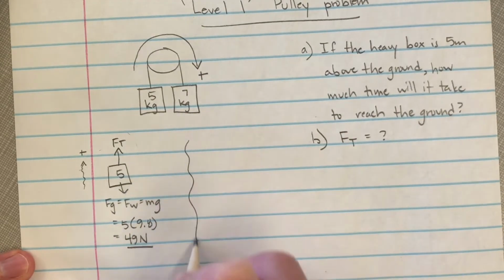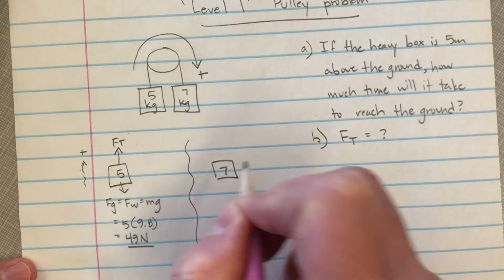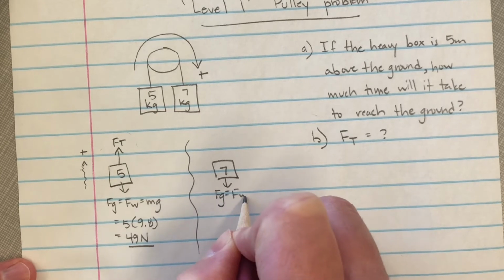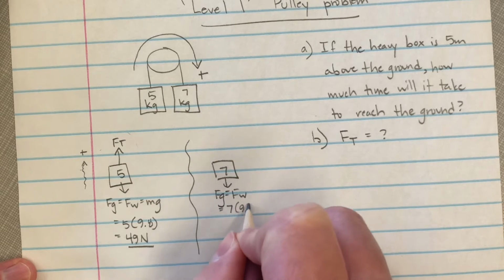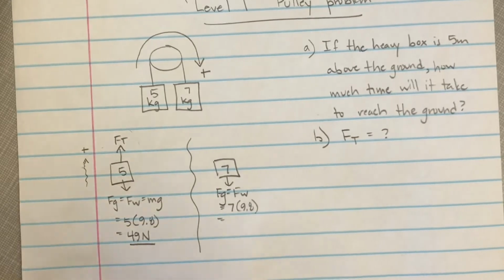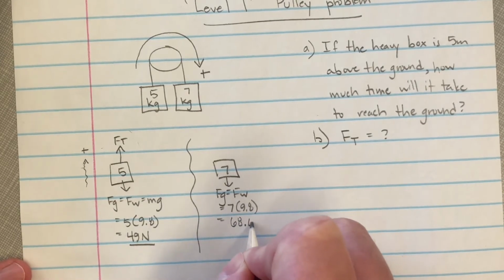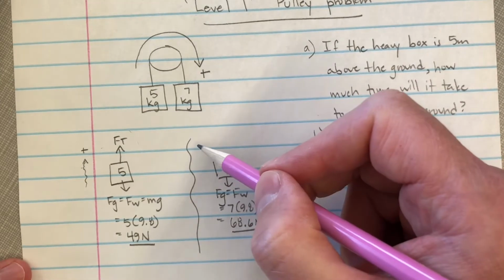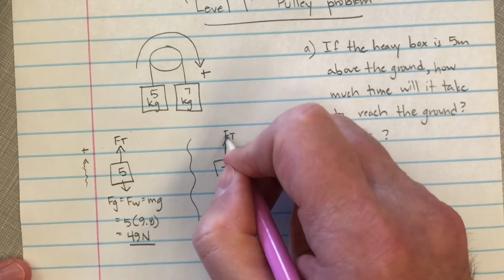Now I'm going to do the same thing for the other hanging box, the heavier one, the 7 kilogram box. Well, again, the force of gravity is trying to pull it down. That's what gives it weight. So you find it by mass times gravity. So 7 times 9.8. So the weight of the 7 kilogram box is 68.6 newtons, or the force of gravity, means the same thing. And then what's keeping it from just plummeting to the ground in free fall is the tension in the rope from the weight on the other end.